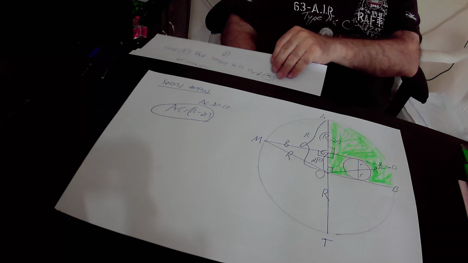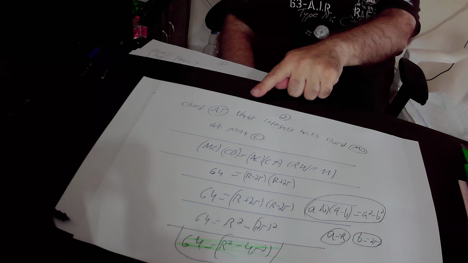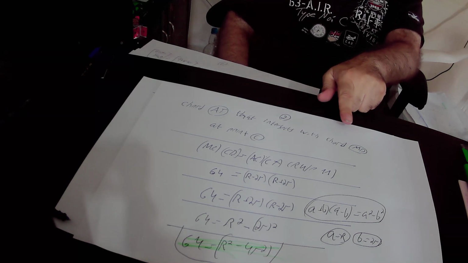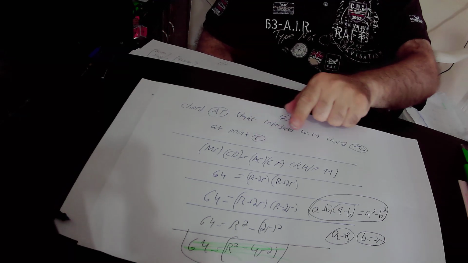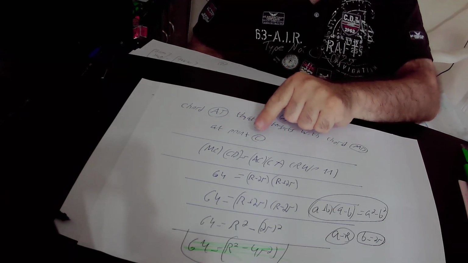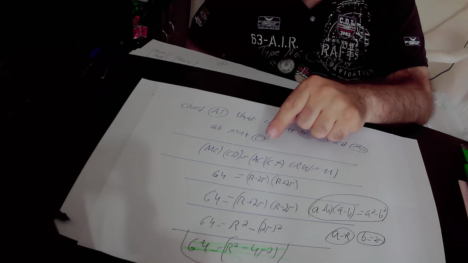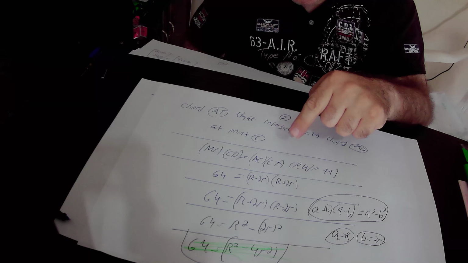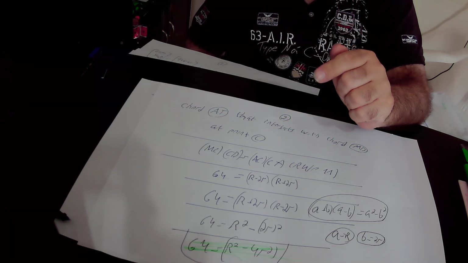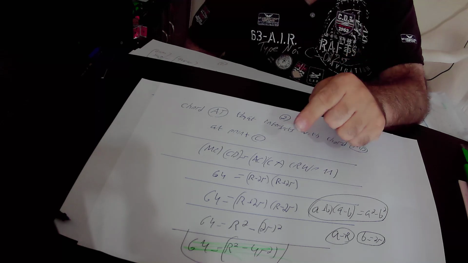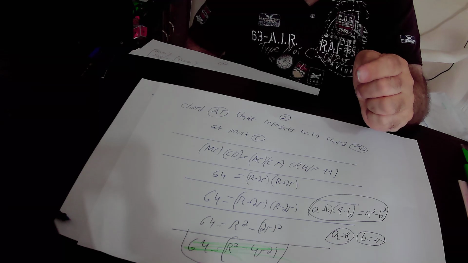Repeat again. We have chord AT that intersects with chord DM at point C. Therefore, according to rule number 11, MC times CD equals AC times CT. MC is 8, CD is 8, so MC times CD is 8 times 8, that is 64. AC is capital R minus 2R, CT is capital R plus 2R. And here 64 equals capital R plus 2R times capital R minus 2R.